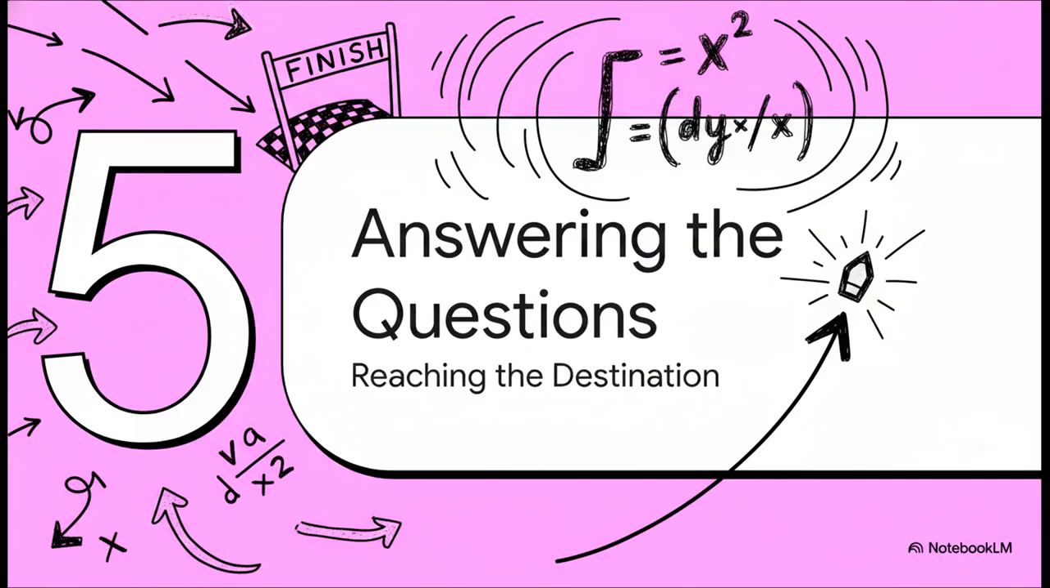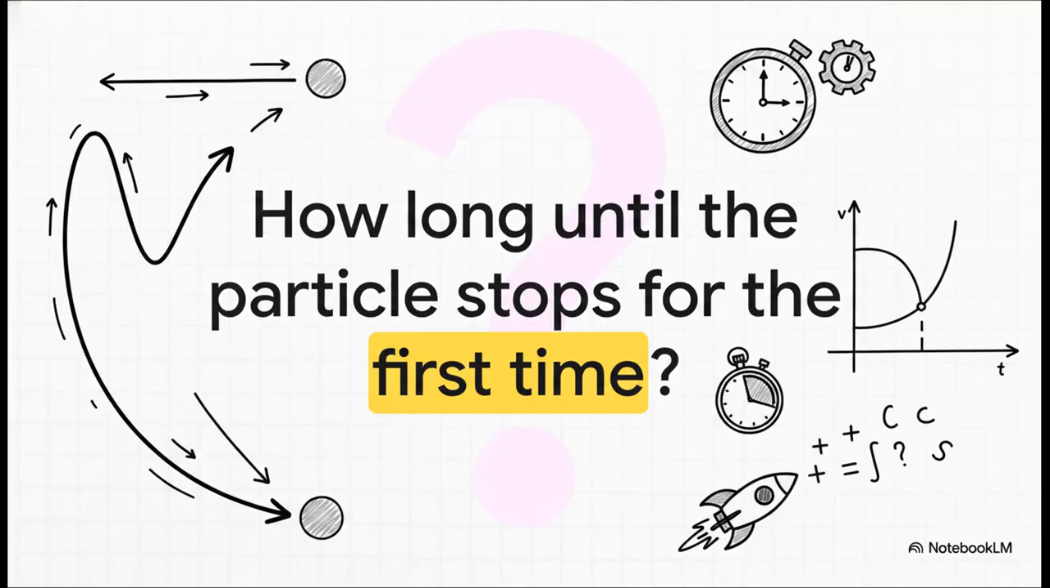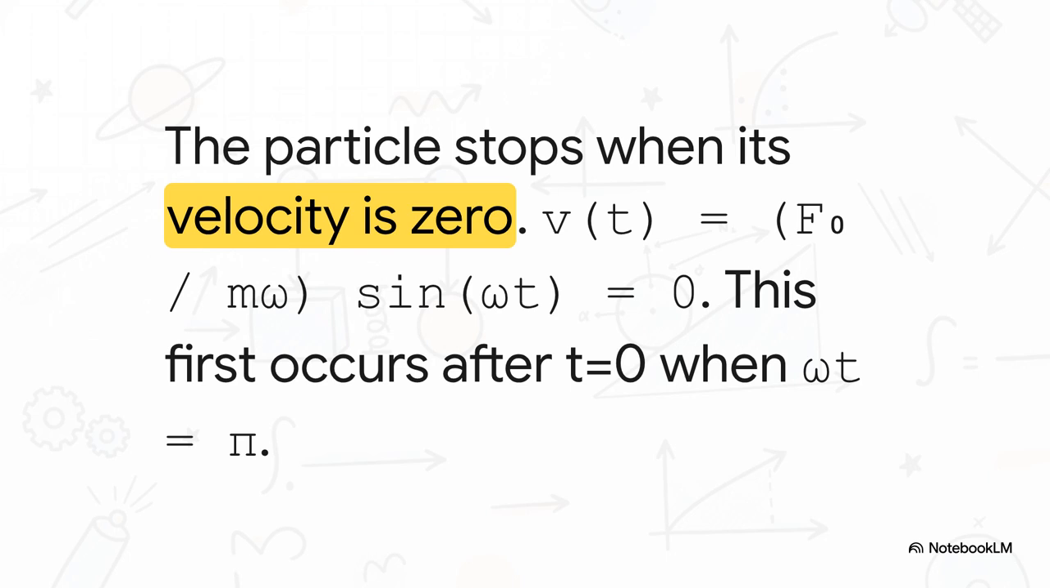Now we are fully equipped to go back and just knock out the 3 questions from the original problem. So, first up, the particle speeds up, then it slows down. How long does that take until it comes to a complete stop for the very first time? The key here is translating words into math. The word stops just means one thing, velocity is 0. So we take our big velocity equation and set the whole thing equal to 0.